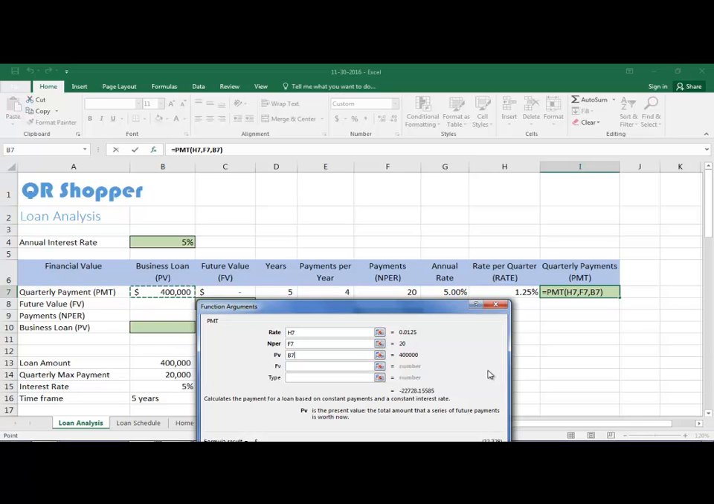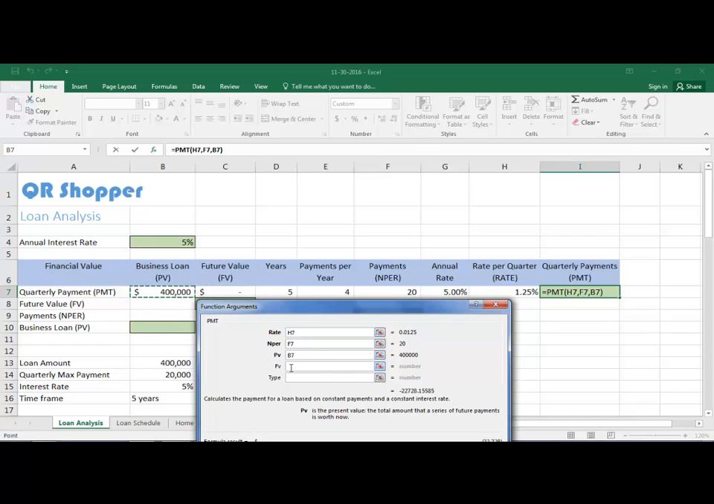Now I wanted to show you something. Each of these were bolded. That means they're required. You cannot do this formula unless those three are filled in. Now this one here, future value, is dimmed a little bit, and that means it's not required. If you leave it empty and just go ahead and do the formula, it will assume future value is 0.